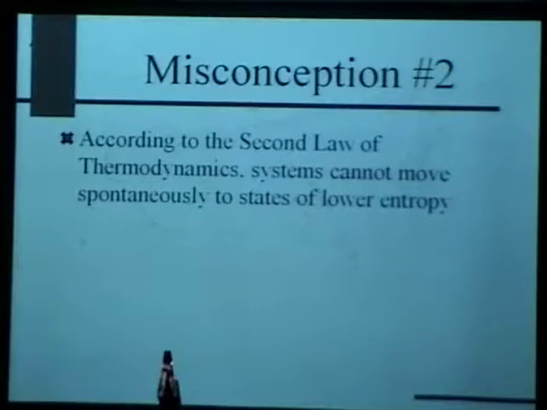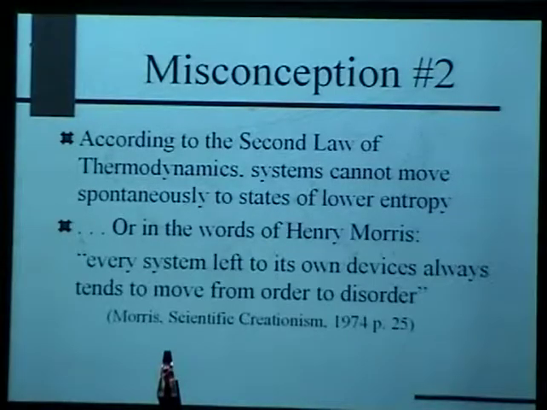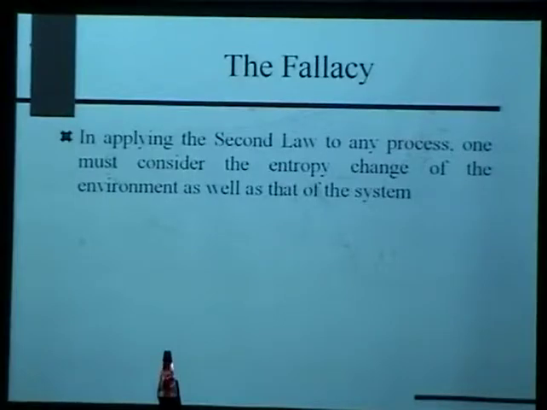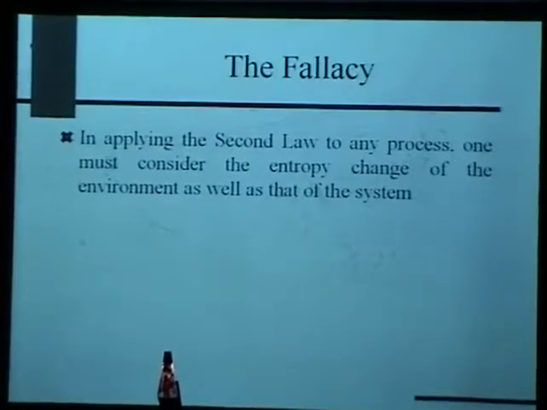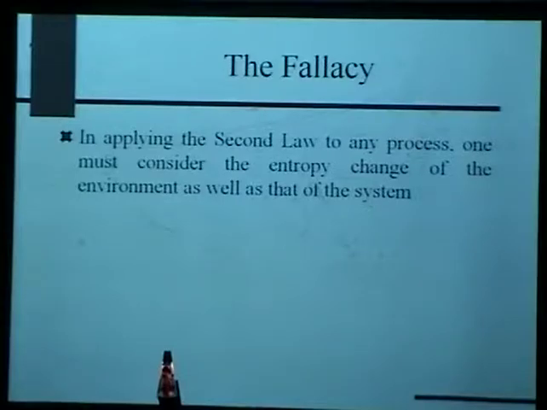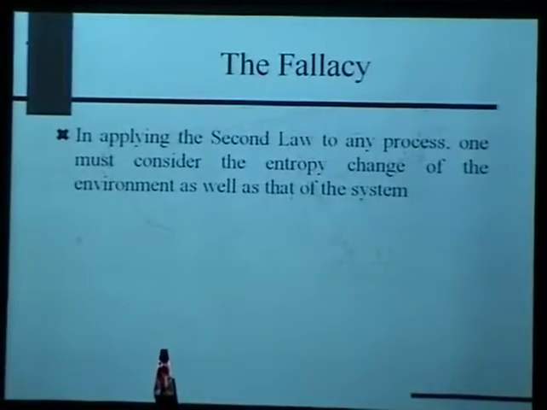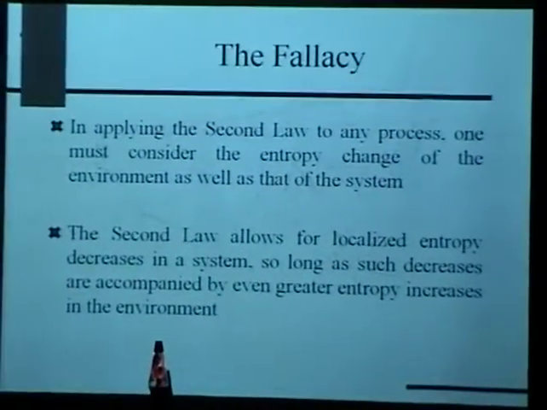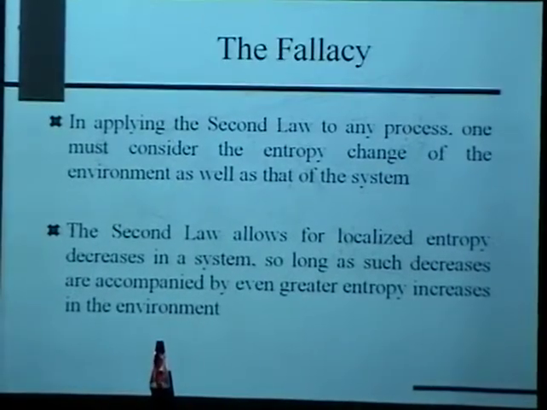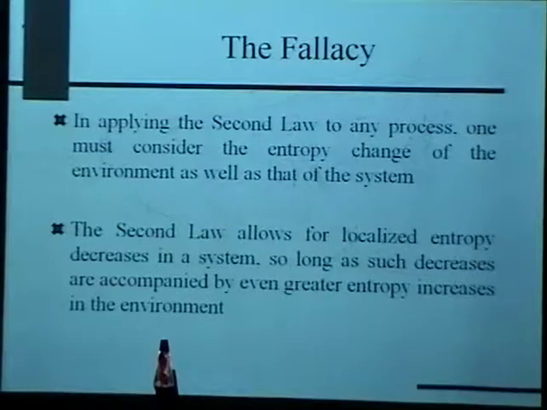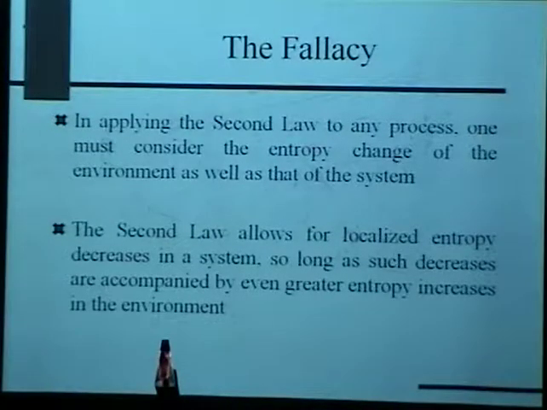Now, in the words of Henry Morris, every system left to its own devices always tends to move from order to disorder. So this simply is not true. As we saw, when you apply the second law to a process, you must consider the entropy change of the environment as well as the entropy change of the system. If we chose just to look at the entropy change of the sun, we might think the second law was being violated. The second law definitely allows for localized entropy decreases, so long as there are greater entropy increases elsewhere, so that the entropy of the universe will still increase.